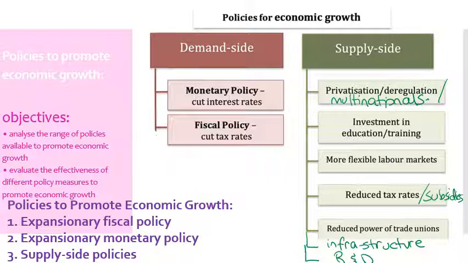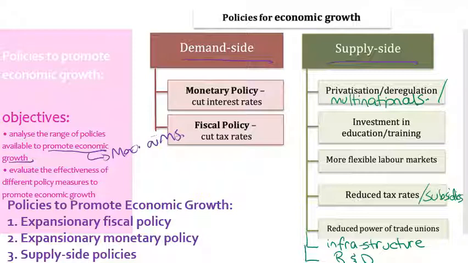Now, this is to analyze the range of policies available to promote economic growth. So since economic growth is one of the macroeconomic aims of government, how can the government achieve it? So what is it supposed to use? Remember the policies that we studied previously at the beginning of Unit 4? So we were talking about demand side policies or supply side policies. Okay, so what are the policies that promote growth?